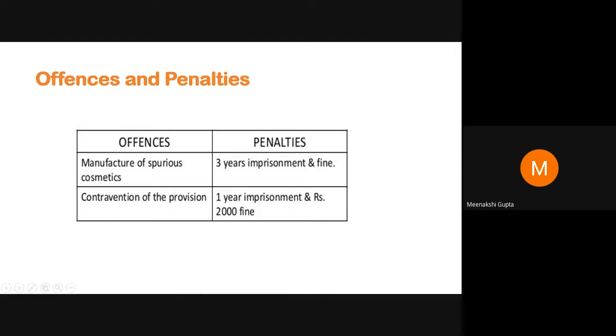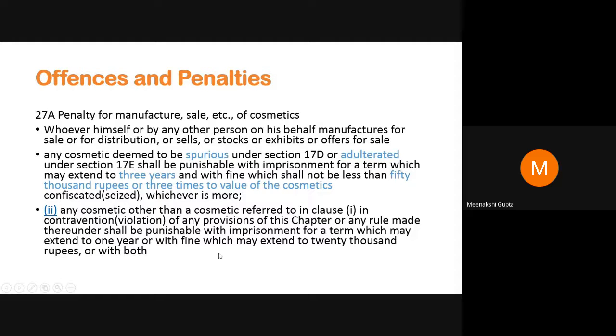So this we will discuss in more detail, like penalty of manufacturing, sales, etc. That is, whatever penalties are mentioned under the Drugs and Cosmetics Act, which we discussed very briefly in the last class, we will discuss them in a little more detail.